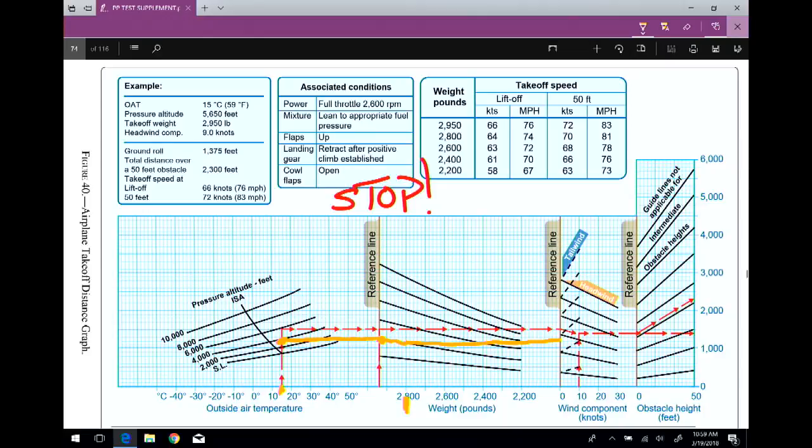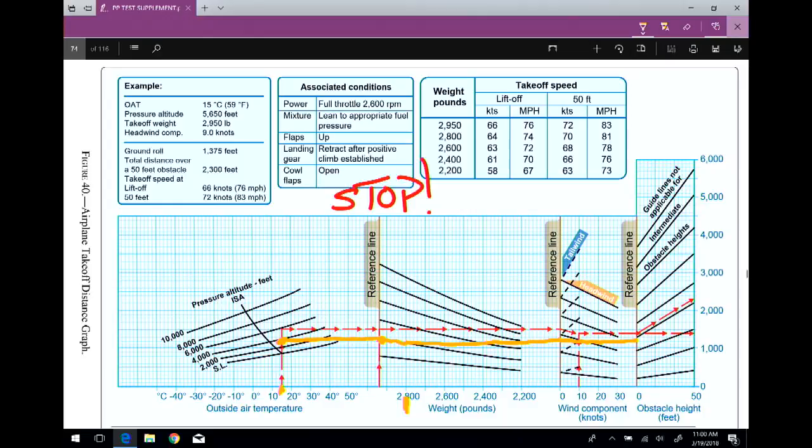What's next? The winds are what? Calm. So if it's a headwind, I go down. If it's a tailwind, I go up. But what happens if there's no wind? I go straight across. Well done. So in this example, no wind, I go straight across, and I stop. All right?